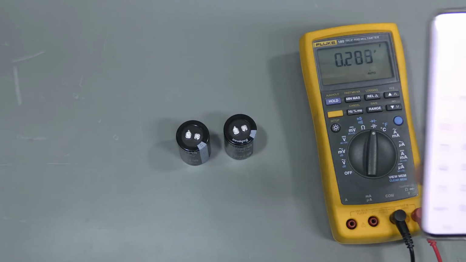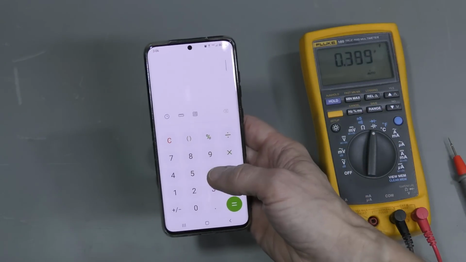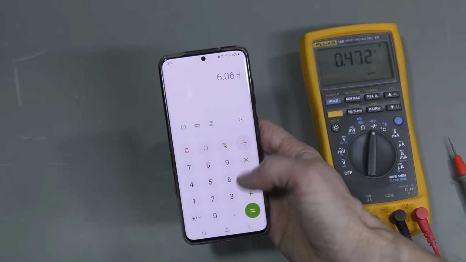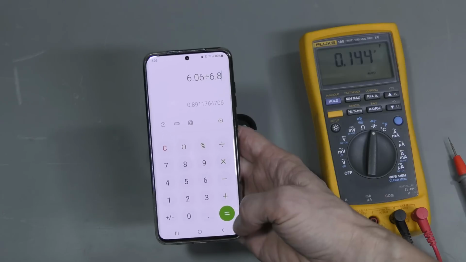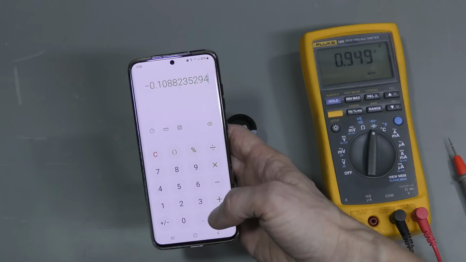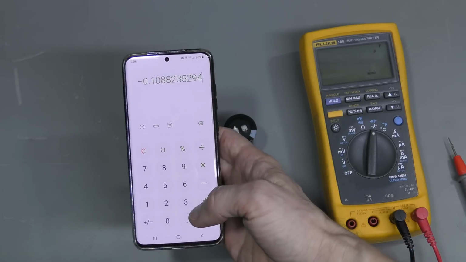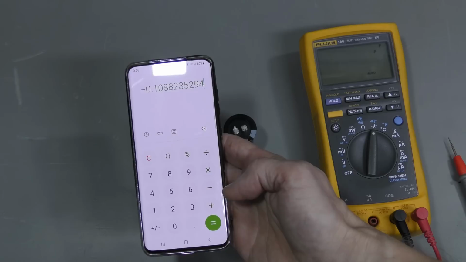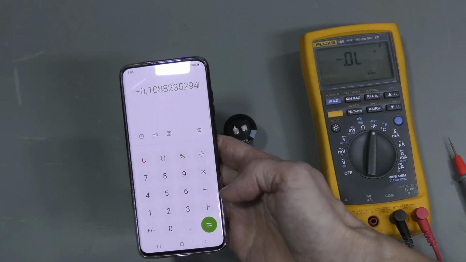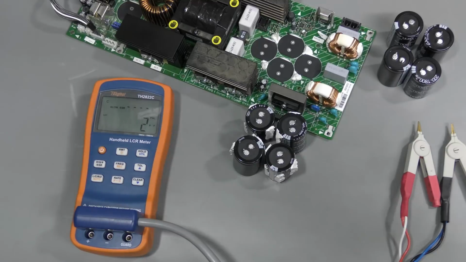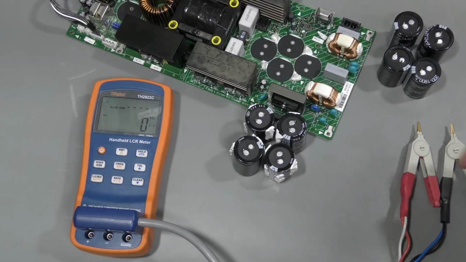And let's grab a calculator. 606, let's say, divided by 6.8 and minus 1. So this is about 10% down, which is completely fine. They should be within plus minus 20% according to the specs. So these are gone as well.